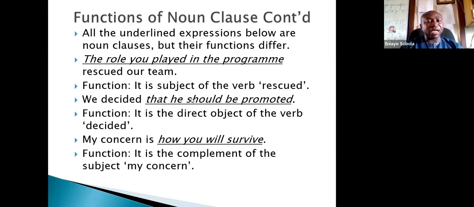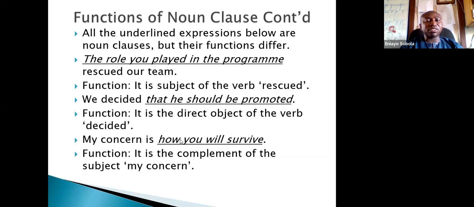And otherwise, we decided that it should be promoted. That it should be promoted is a noun or nominal clause. And that nominal clause functions as the direct object of the verb decided. Or if I say, what did we decide? That it should be promoted. So that noun clause functions as direct object.